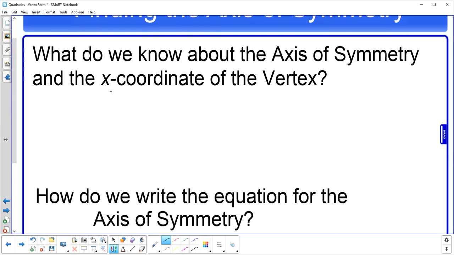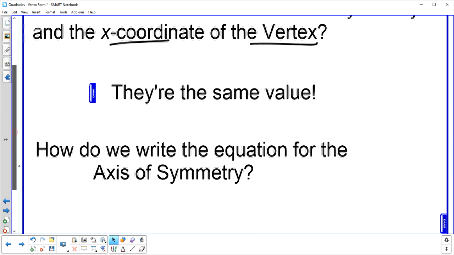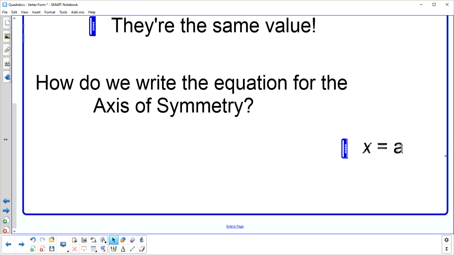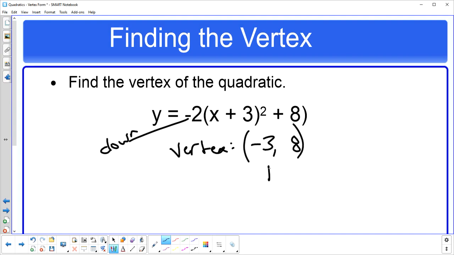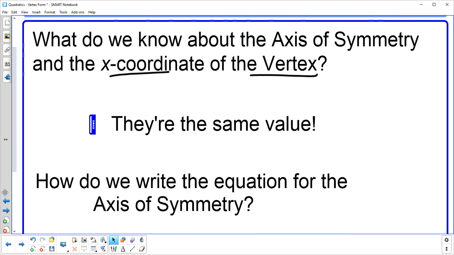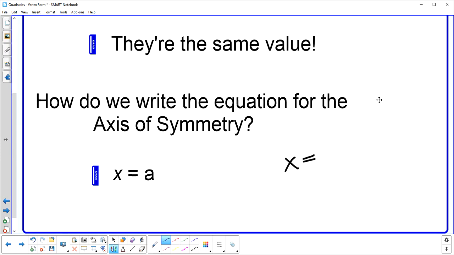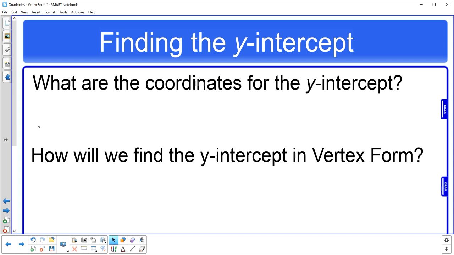Now remember, the x-coordinate of the vertex and the axis of symmetry are always the same value. So we're going to write our axis of symmetry equation as x equals a number. So thinking about the last equation, we would say x equals, and since our vertex had an x value of negative 3, we're going to say that our axis of symmetry here is x equals negative 3. And that is how we would write our equation. Some of you have already seen that in the computer lab as well. And the next piece we'll talk about then is our y-intercept.